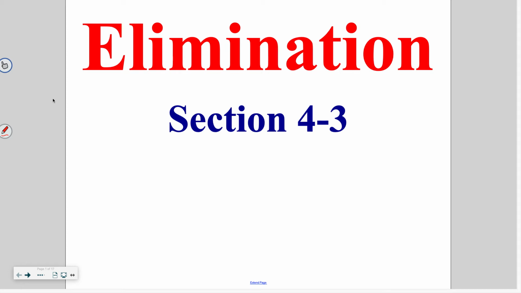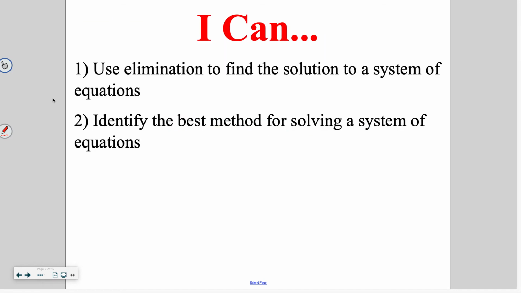Hello class, and welcome to section 4.3, which is about elimination. By the end of today's lesson, you will be able to solve systems of equations using elimination, and you will be able to identify the best possible method for solving a system of equations.